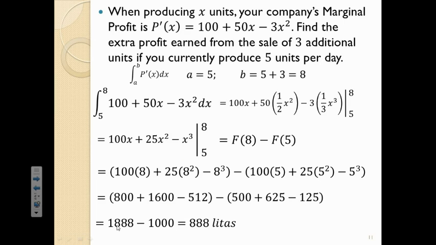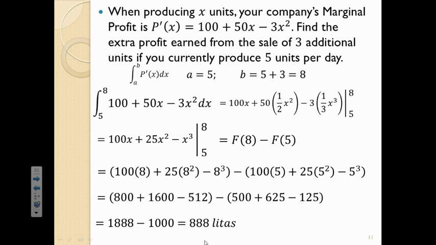So 1880 minus 1000. And of course, when we subtract the one from the other, we get 888 litas. So the extra profit earned from the sale of 3 additional units is going to be 888 litas.